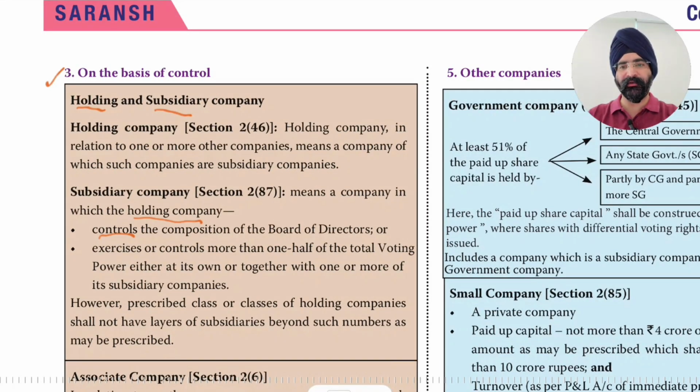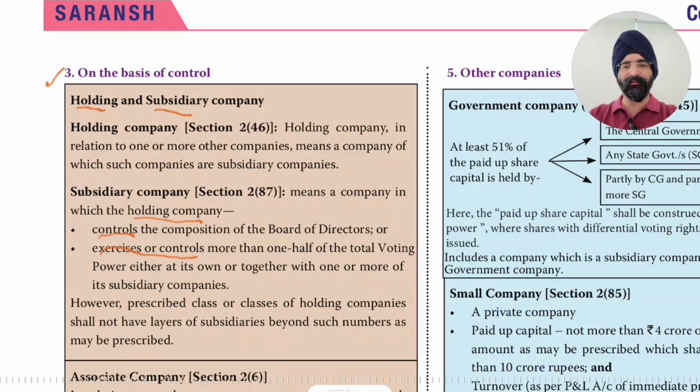So the board of directors is controlled. Number two, it exercises or controls more than one half of the total voting power, either on its own or together with one or more of other subsidiaries. So first is that it controls composition of the board. Second, it exercises or controls more than one half of the total voting power. More than one half means, if a company is holding 50% shares in another company, will that company be a holding company? If a company holds exact 50% equity stake in another company, will that company be a holding company? The answer is no.